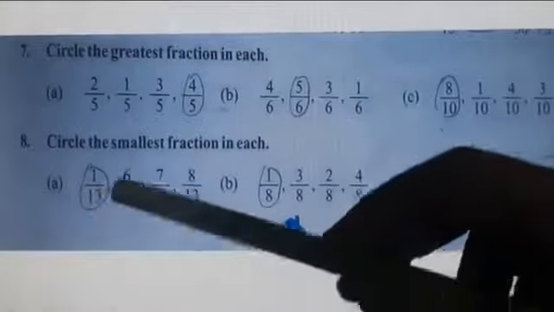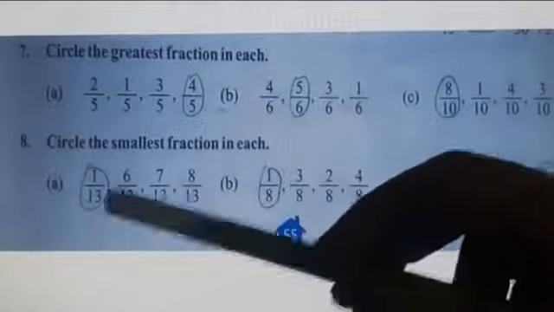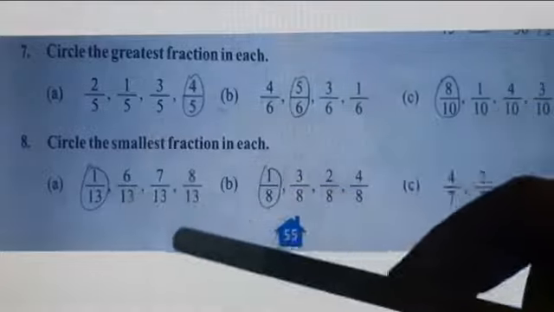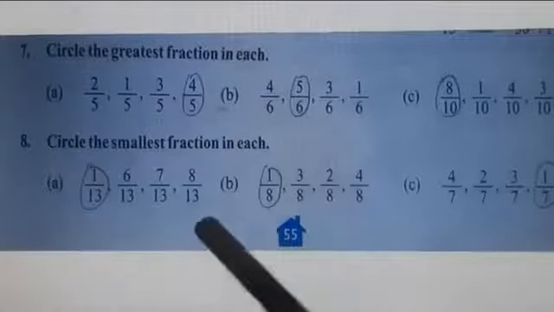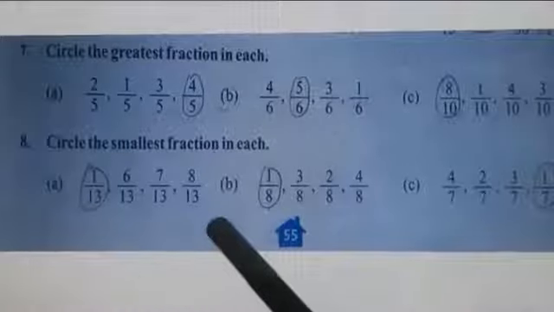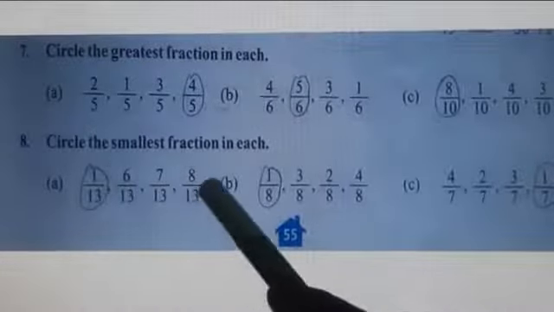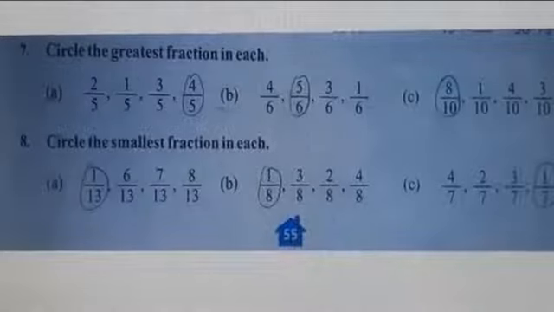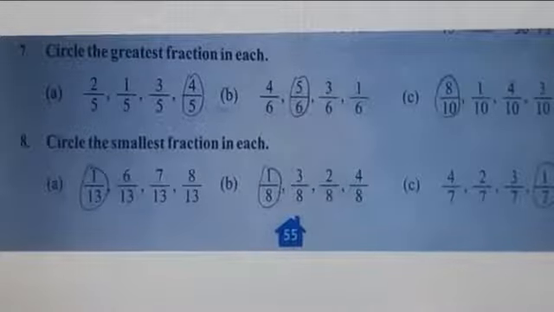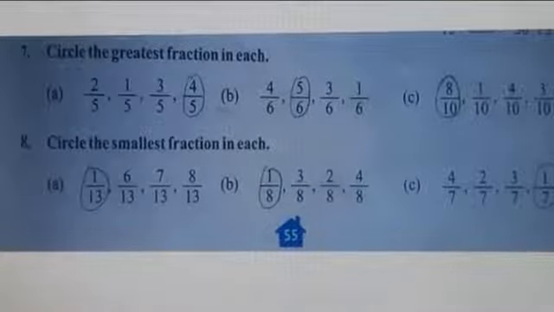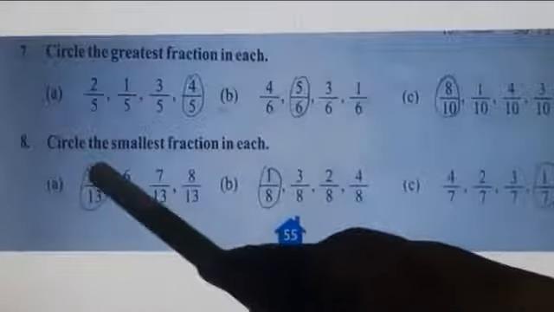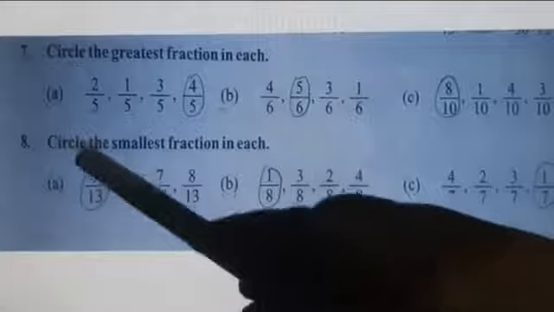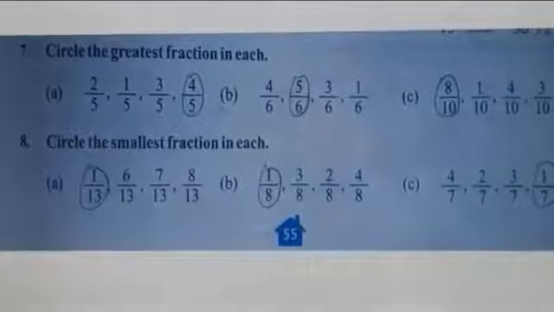A part is there. 1 upon 13, 6 upon 13, 7 upon 13, 8 upon 13. Again, like fractions are these. Denominators are same. So we will check the numerator. The fraction whose numerator is smaller will become the smallest fraction. So 1, 6, 7, 8. The smallest is 1. Smallest fraction will become 1 upon 13.